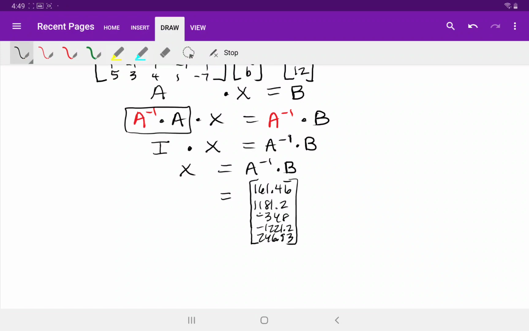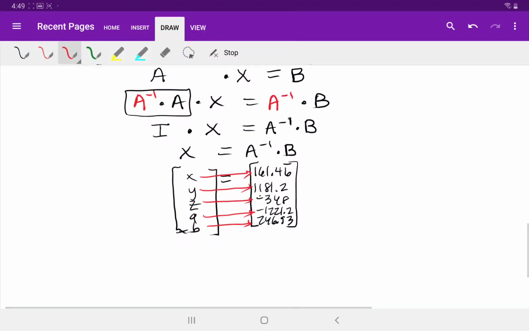So actually I should change that x. What was x again? So x was x, y, z, a, b. So x is this one, y is this one, z is this one, a is this one, b is this one. That was the first thing that we learned with matrices, which is how you do equations of equality in matrices. There you go.